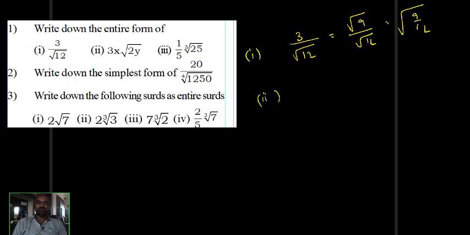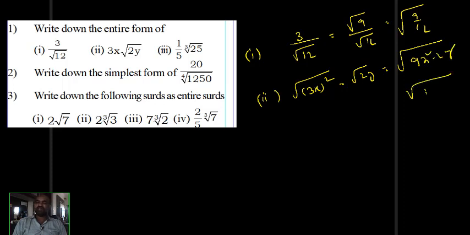Second problem. 3x whole square root, into root over 2y. That is square root of 9x square into 2y. Or in other words, I can say that 18x square y.